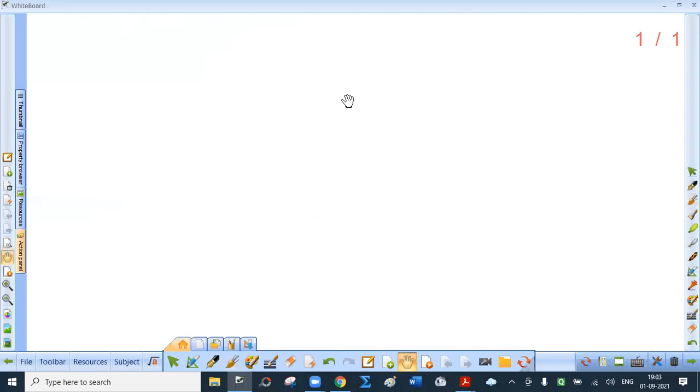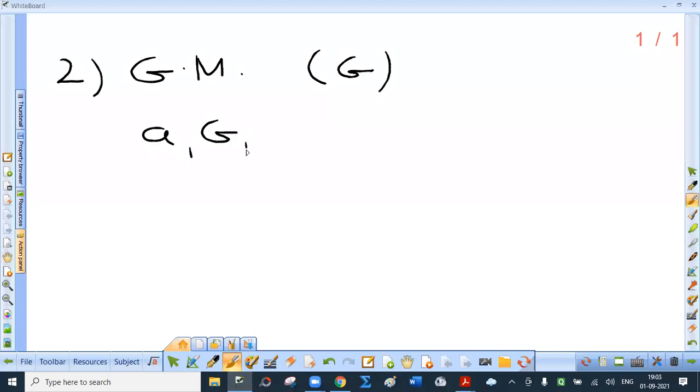Now, the second mean is the geometric mean. Usually we denote it by capital G. Now how is geometric mean defined? If three numbers A, G, B are in geometric progression, then G is called the geometric mean of A and B. Now A, G, B are in GP, so I can say that G upon A is the same as B upon G.